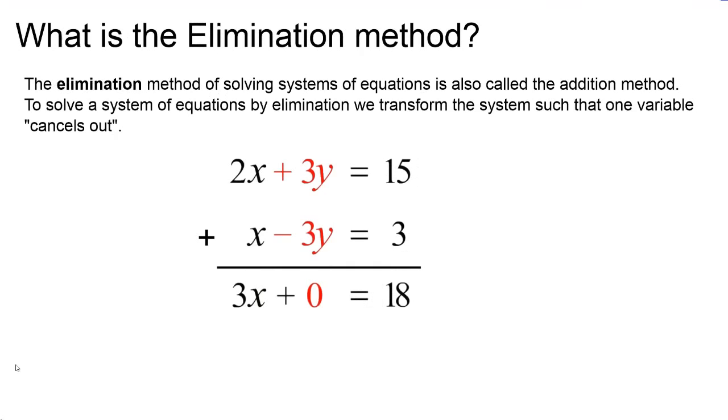Alright, so what is the elimination method? The elimination method for solving systems of equations is also called the addition method. To solve a system of equations by elimination, we transform the system such that one variable cancels out. So if we look at this system of equations here, 2x plus 3y equals 15, and x minus 3y equals 3, if we add them together, we can see that these red variables here are going to cancel out, and we're left with 3x plus 0 equals 18.